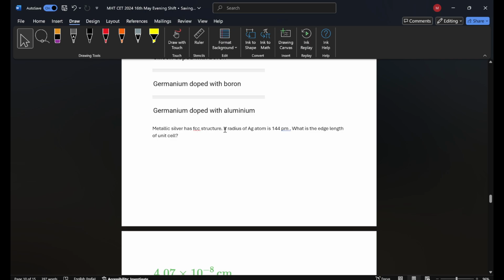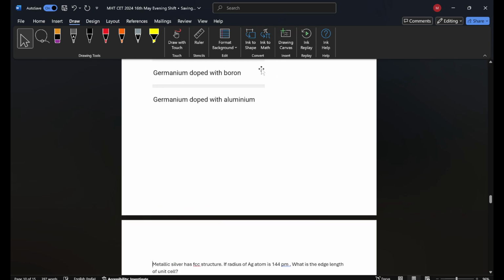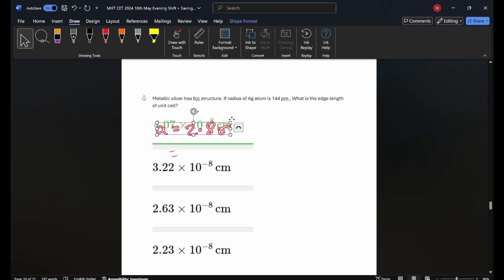Metallic silver has FCC structure, radius is given, edge length is asked. Again, the same type of question with this relation. A radius is given 144. So I'll tell you how we can approximate the answer. So let's take it down. And now the answer is already revealed, but I will tell you how I did that.